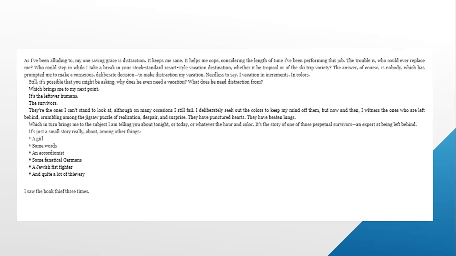And then we get right into, in the very first paragraphs of the book, why we should care. What does death care about? The leftover humans, the survivors, the ones he can't stand to look at. And then we get down to one specific survivor with this ultimately supremely confident last line: "I saw the book thief three times." I think this is a masterful example of intriguing us with an idea, grabbing our heartstrings with something universal that has a unique and deep application to it.